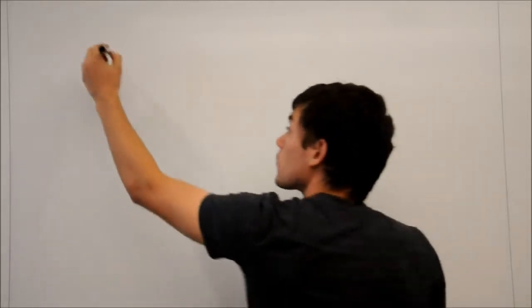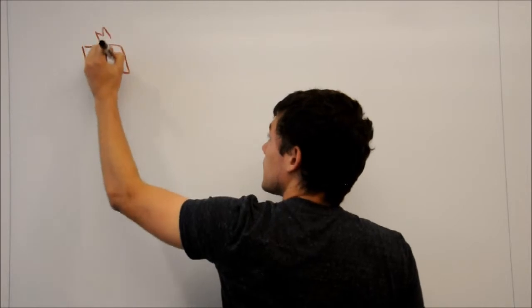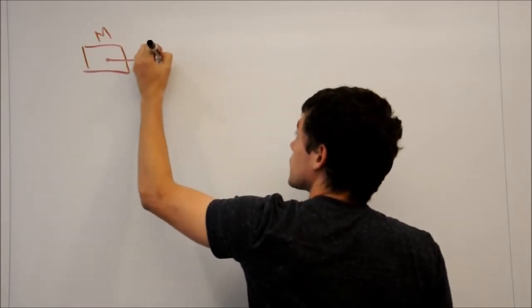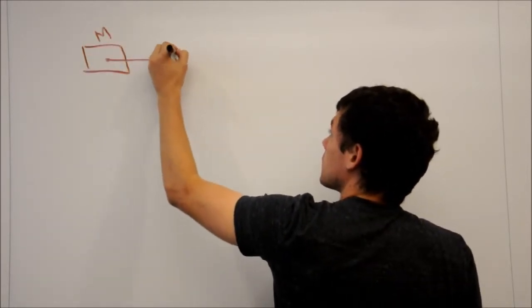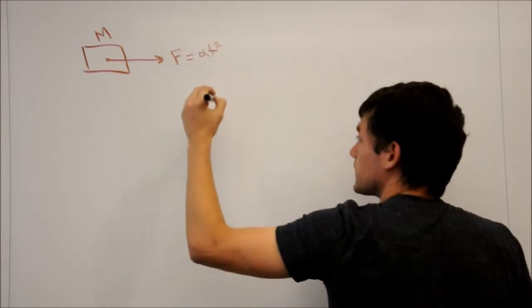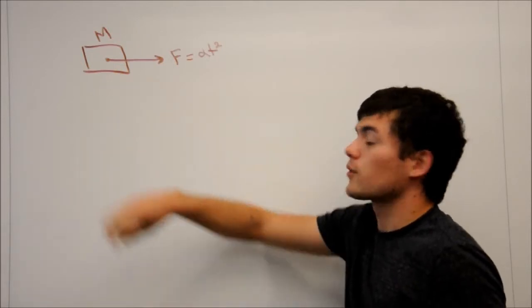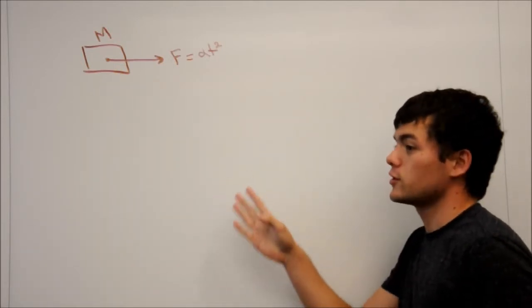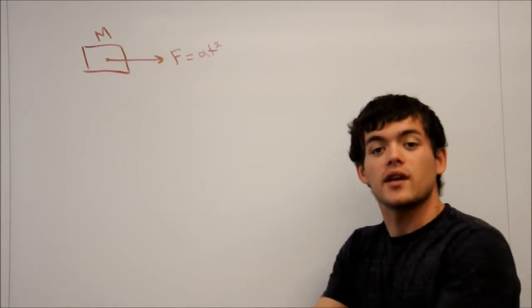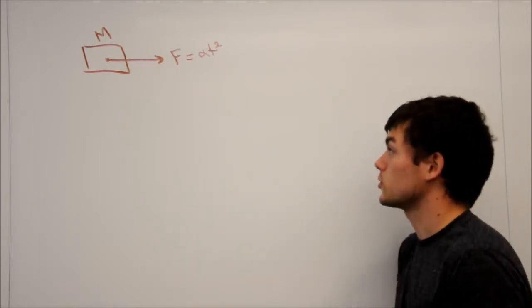So in this problem, we're given that a rocket ship of mass m is being pulled to the right by some force F equals alpha t squared. It's actually being propelled by its own rocket engine, and we're going to ignore the fact that in order to do that, it is shooting some mass out behind it. We're going to ignore that change in mass and assume that it's negligible.